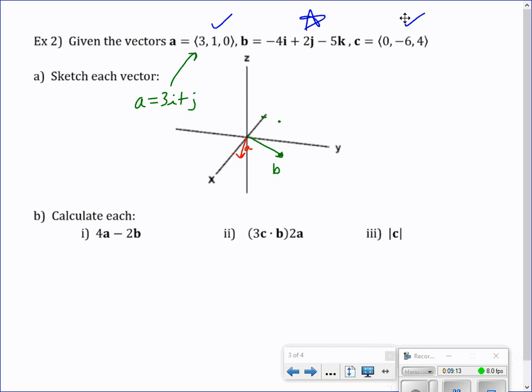All right, and then C. So C is 0, negative 6, 4. So nothing back and forth. Negative 6, so about here, and up 4, so about there. So I'm going to go to right there. And my measurements probably aren't awesome, but there it is. There's vector C. All right, so now for this next part, we're going to calculate each one. So just like we did with our 2 dimensions, we have it in 3 now. So I got 4, and here's A, which is 3, 1, 0.